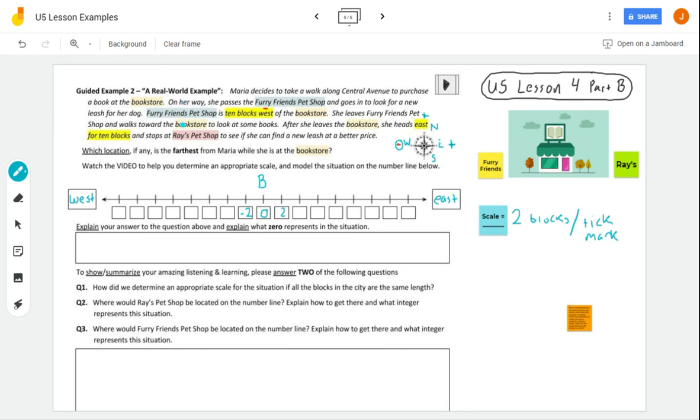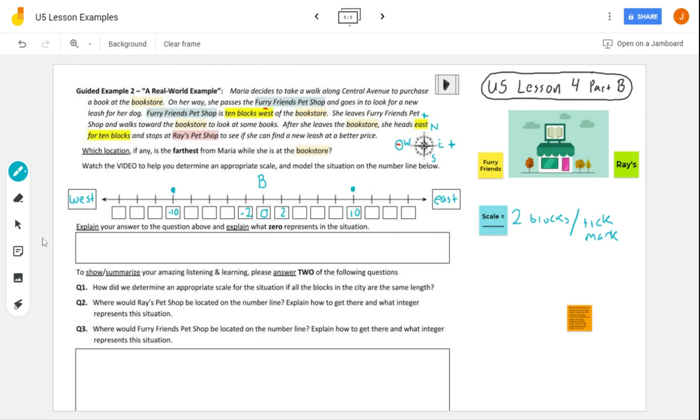All right, so the Furry Friends pet shop is 10 blocks to the west. Since each of these jumps is 2, that's 2, 4, 6, 8, 10 to the left. And right here is where the Furry Friends are, at -10, or the opposite of 10. And if we go past the bookstore to Ray's pet shop, we need to go 10 more blocks. So that's 2, 4, 6, 8, 10. 10 units or blocks to the right from the bookstore will get us to Ray's.